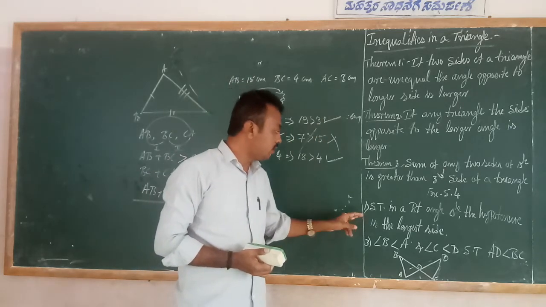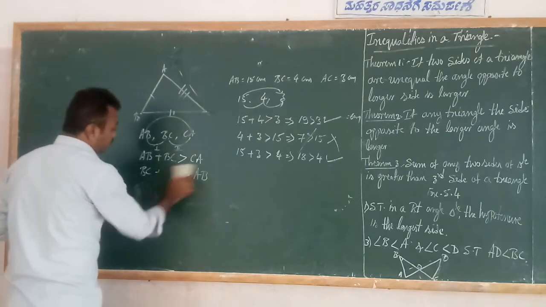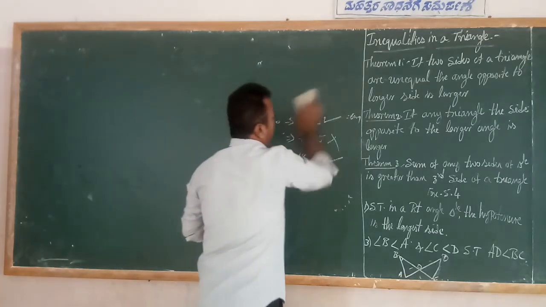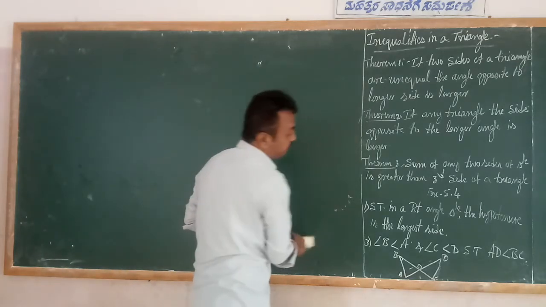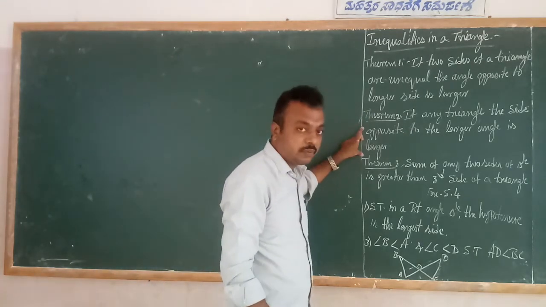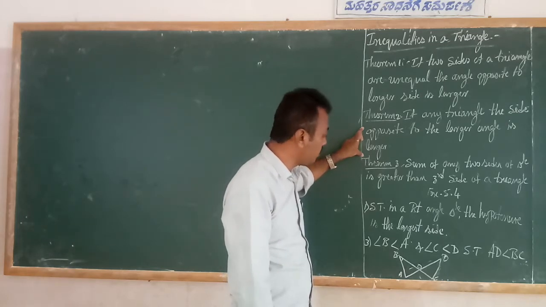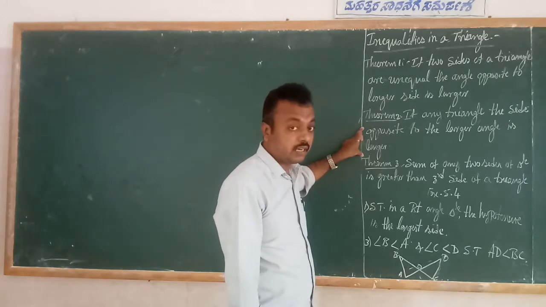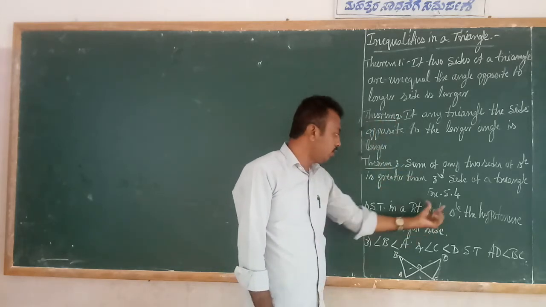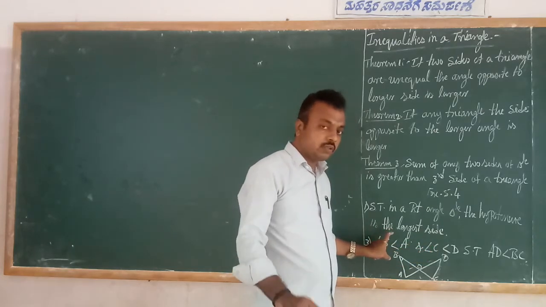Okay. So next I will go directly to exercise 5.4. This is the last concept in your textbook, in your chapter. Okay, this is the last concept of this chapter, the triangle chapter. So in that exercise 5.4, I will show the two questions. Okay, remaining questions you have to solve in your room.